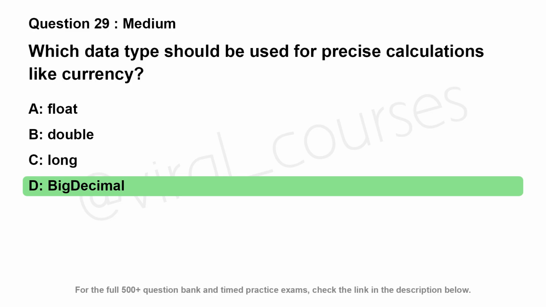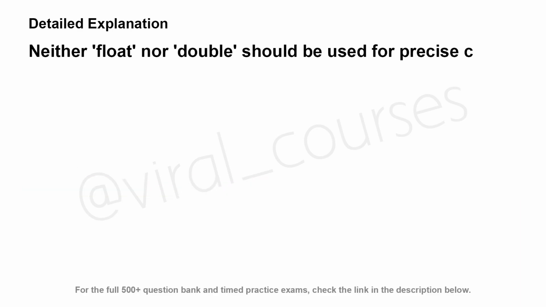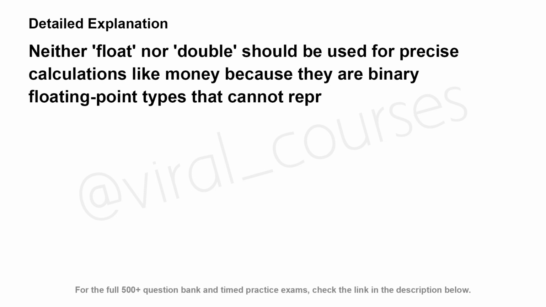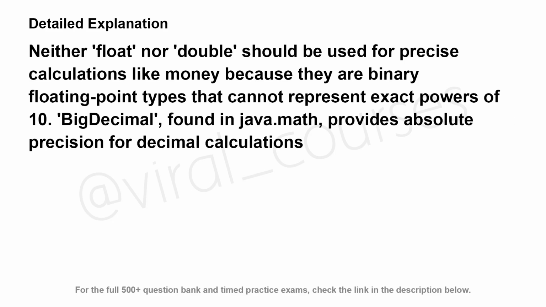The correct answer is D. Neither float nor double should be used for precise calculations like money because they are binary floating point types that cannot represent exact powers of 10. BigDecimal, found in java.math, provides absolute precision for decimal calculations.